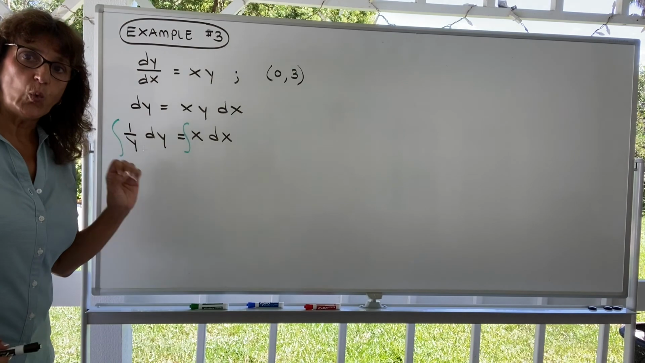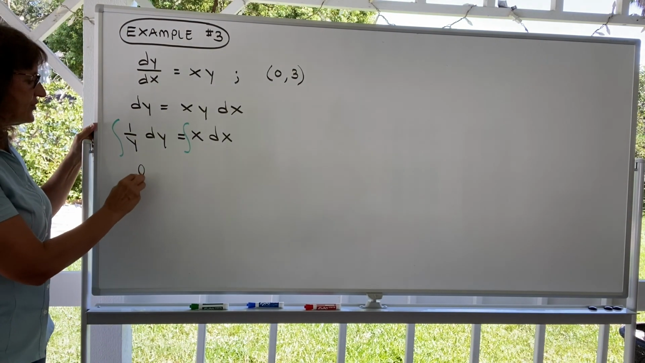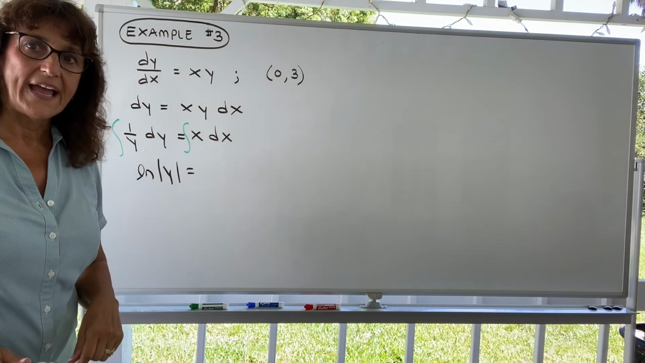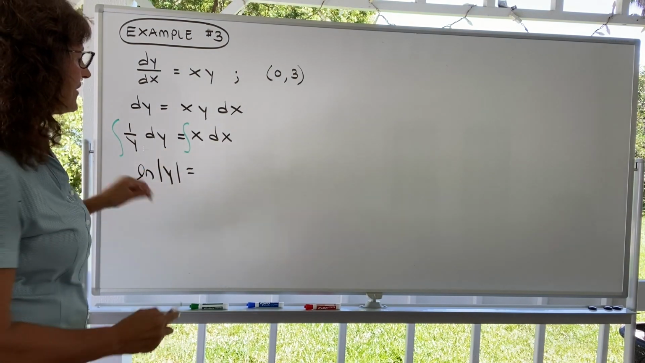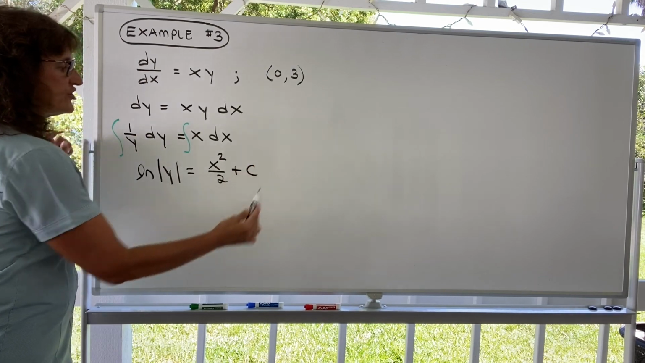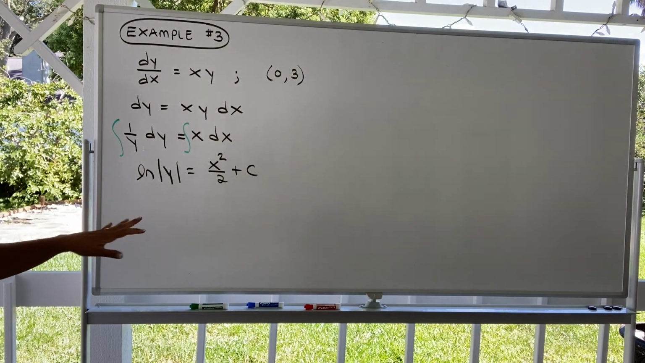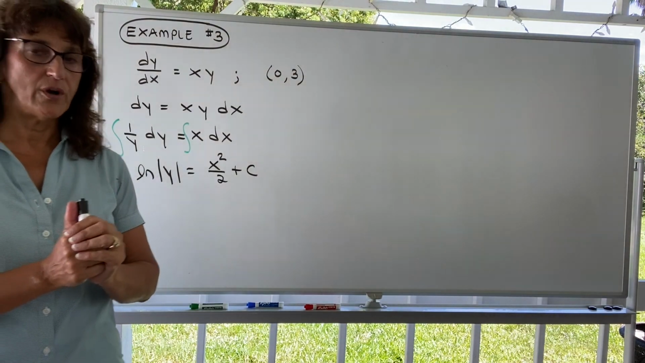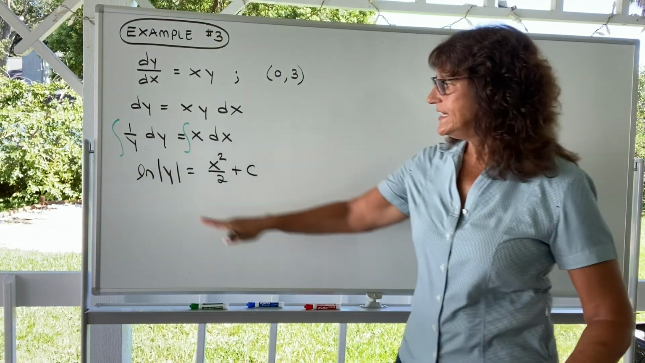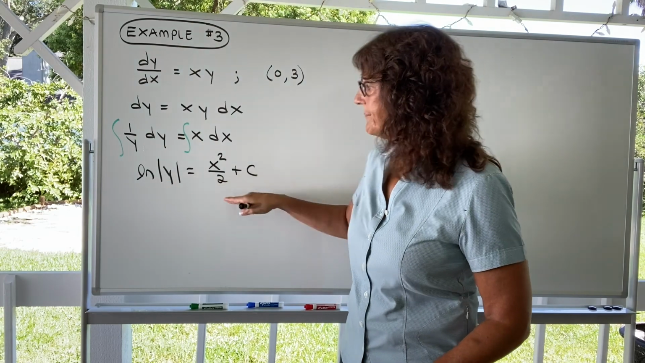We can integrate now because we have the single variables on the left, single variables on the right. Integrate 1 over y. When you integrate 1 over y, remember that rule? That's natural log absolute value y. Right hand side, integrate x, and you're going to get x squared over 2, plus your constant. Now, this is a little bit different because when we're all done with this, we have to write our answer as a function. We need y equals, not the natural log of absolute value of y equals.